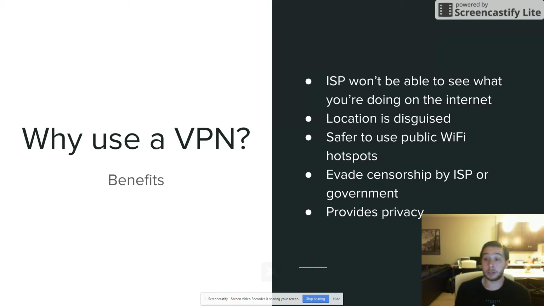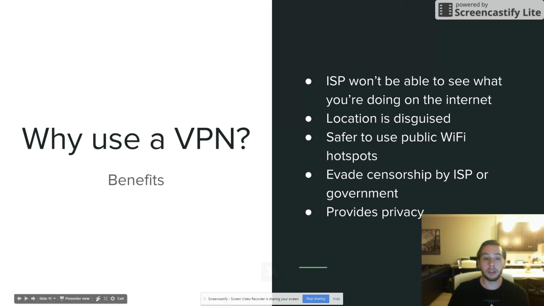You can evade censorship by ISPs or by governments. Like in China, where they censor a lot of websites, people there can use VPNs to get around those censors. And VPNs just all around provide more privacy in general. It's better than just leaving all your stuff open for anyone to see.